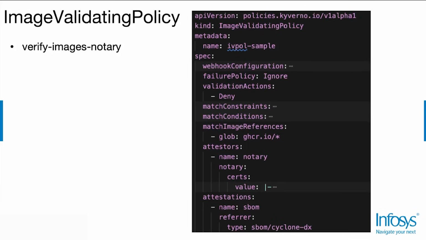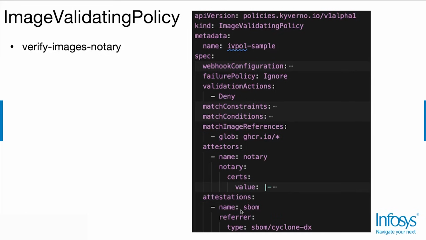Basically, under the notary attribute, I'm attaching the cert that I used when I signed the image. This cert will be used when verifying the image signature, because you give the cert when signing the image. You also want to use the same cert to verify that the signature is signed by this specific certificate. And under the attestation attribute, I'm defining an SBOM with a specific referral type, SBOM SecLongDX, that'll be used later in the policy validation pattern.